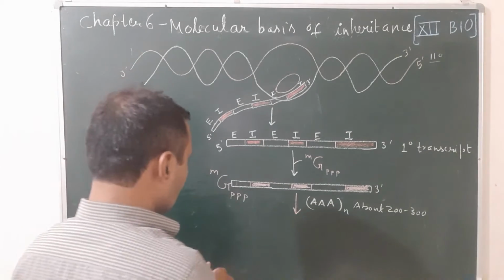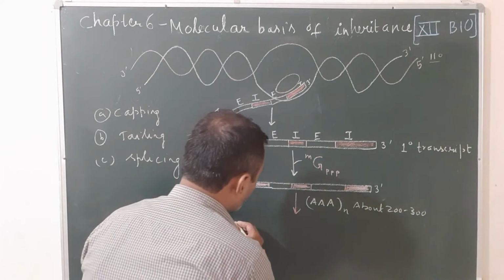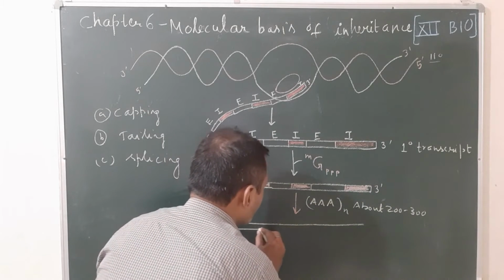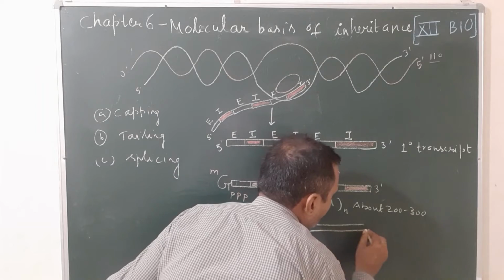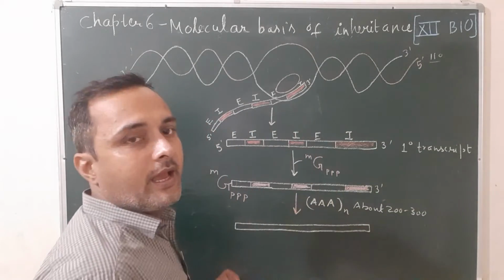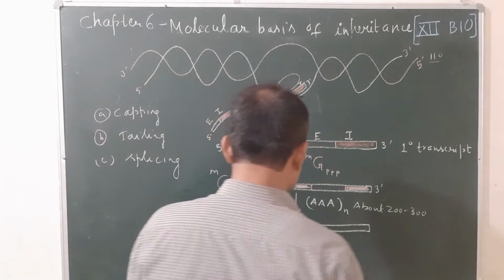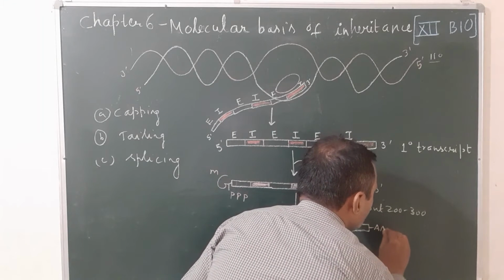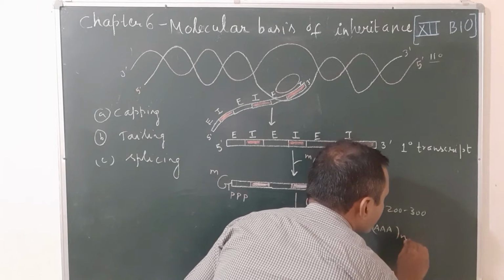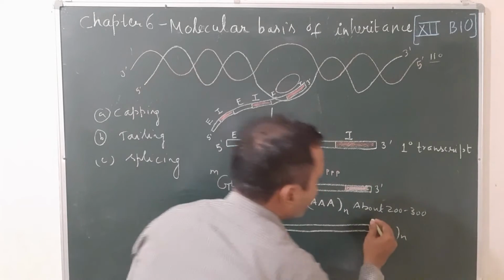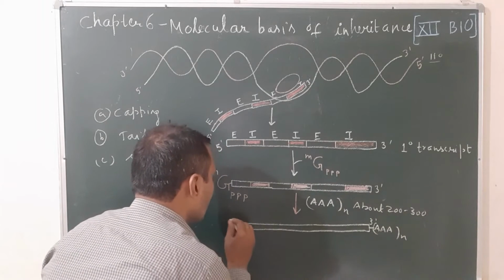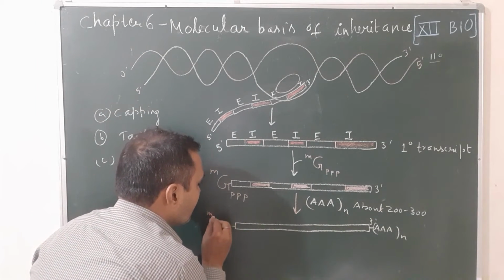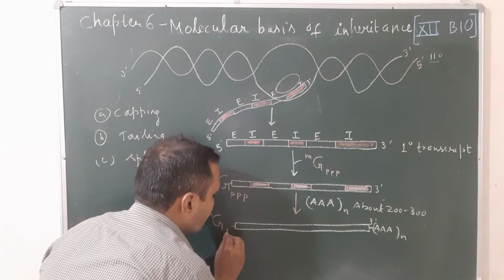So again we will draw the same diagram, and we will add the tail, that is 200 to 300 adenylate residues to the 3' end of the eukaryotic mRNA. This is the 3' end, and this is the 5' end. At the 5' end, earlier you have already added methylated guanosine triphosphate.